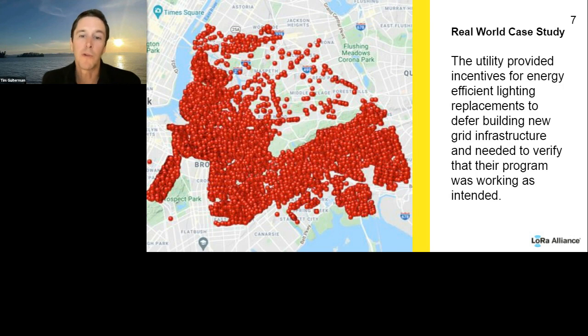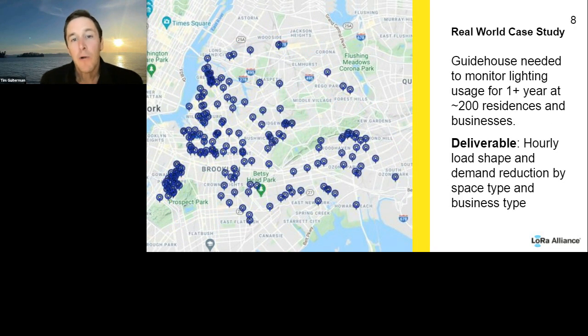Let's look at a real-world example. The utility in this example has spent hundreds of millions of dollars on a variety of initiatives to reduce load on their grid, throughout Brooklyn and Queens in New York City. The goal is to reduce or eliminate certain upgrades to their grid infrastructure. A key part of this spending was reducing demand through energy efficient lighting replacements. Every red dot here represents the thousands of customers that received free or reduced-cost LED lights in their home or their business. The utility tasked our customer, Guidehouse, a leading energy efficiency firm, to measure and verify the impacts of all these lighting retrofits.